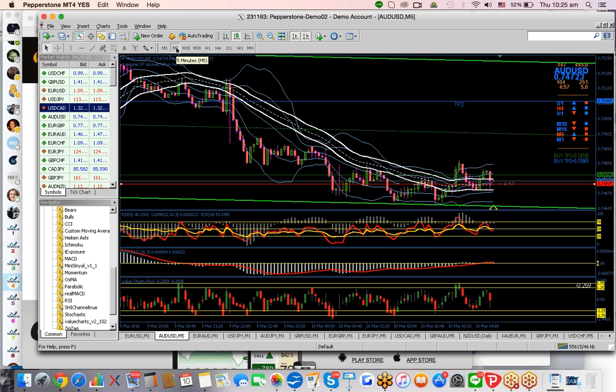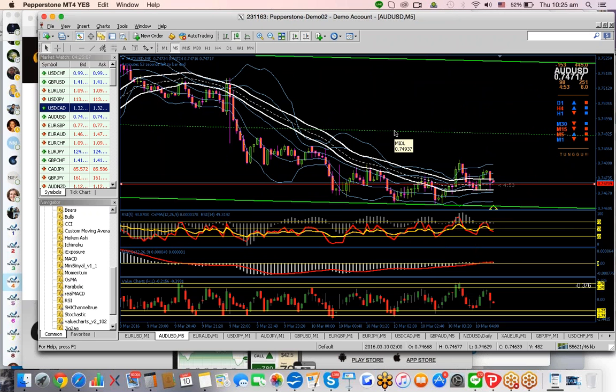Yeah, this is a shit trade. The AU trade is so close to the white lines, not just on the M5, also on the M1. It's so close.